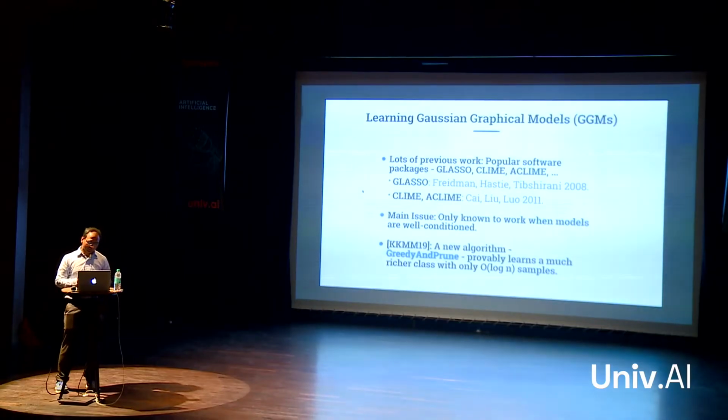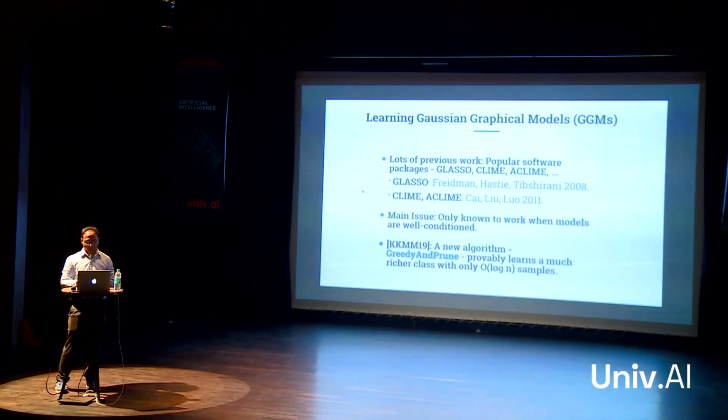And in a recent work with Jonathan Kelner, Frederic Koehler, and Ankur Moitra, we gave a new algorithm, greedy and prune, which provably learns a much richer class of models with only a logarithmic number of samples, right? Which I said is the real goal. We want to minimize the number of samples to learn the dependency graph, right? And I didn't stress the word provable here, but thinking about trying to get rigorous guarantees is what led us to this simple algorithm, which actually also works better in practice.